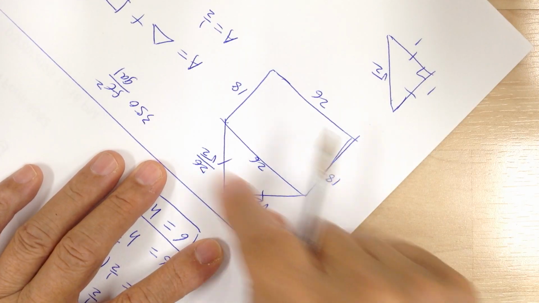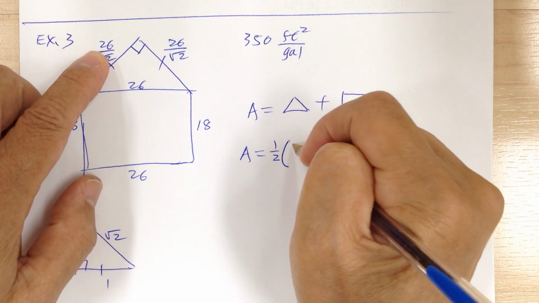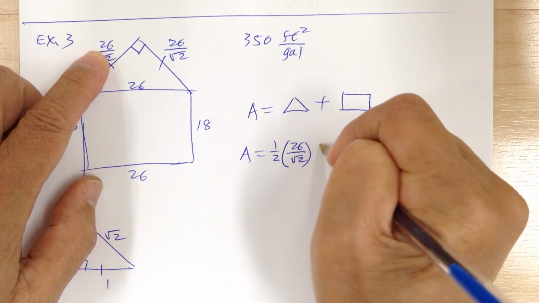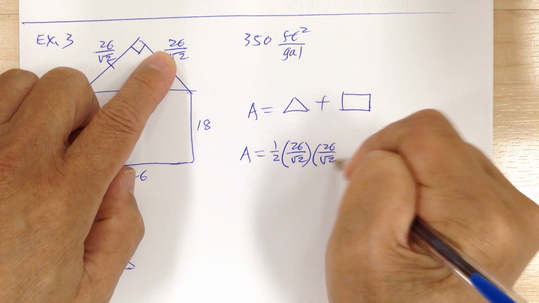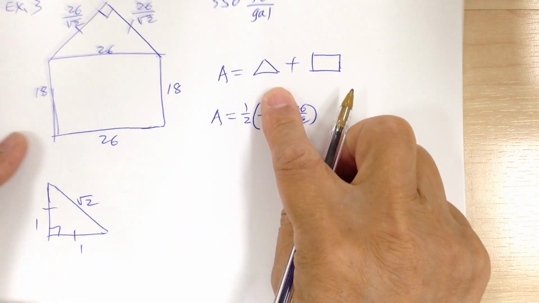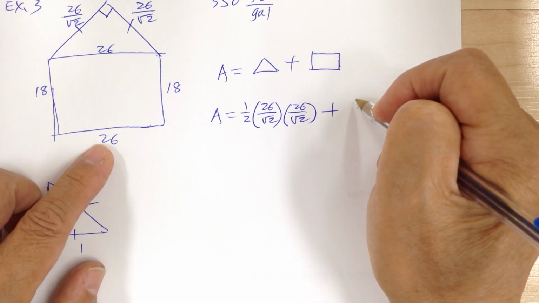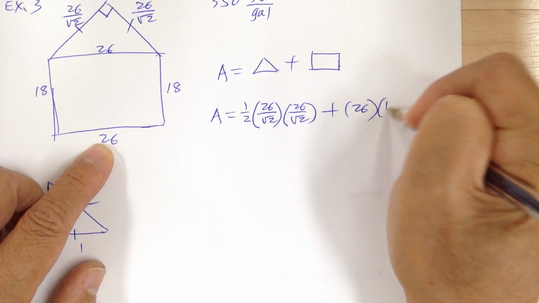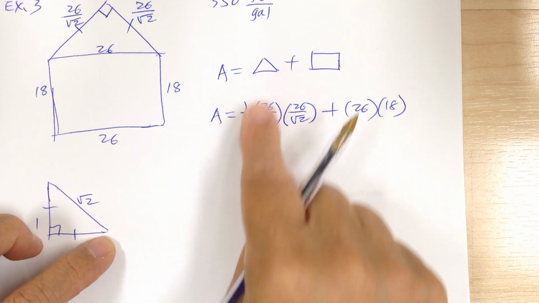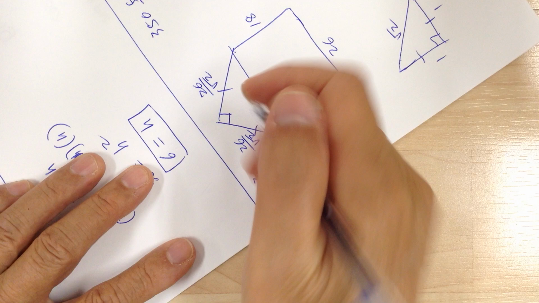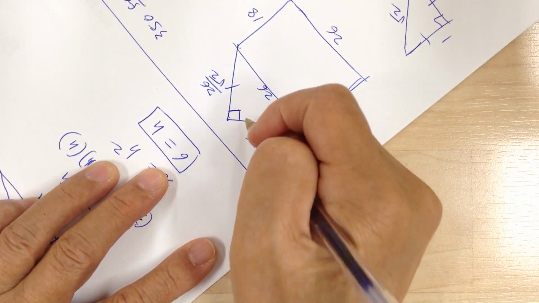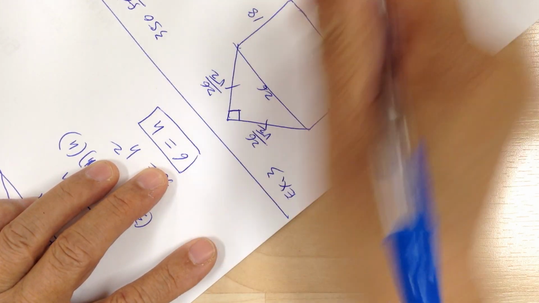So the triangle would be 1/2 base times height. If you turn the triangle this way, notice the base and the height are the same. So it would be 1/2 the base times the height. That's the area of the triangle. Now the rectangle would be just the base times height, so it would be 26 times 18. Again, the triangle is 1/2 base times height, and you want to turn it so you use this as the base, and this would be the height.